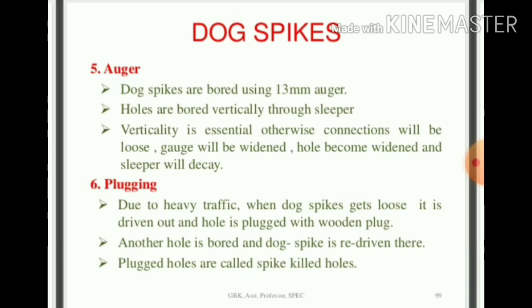Next one is plugging. Due to heavy traffic, when dog spikes get loose, they are driven out and the hole is plugged with a wooden plug. Another hole is bored and the dog spike is re-driven there. Understand? So like that we can use plugging, and plugged holes are called spike killed holes. This is the other name for plugged dog spike holes, called spike killed holes.